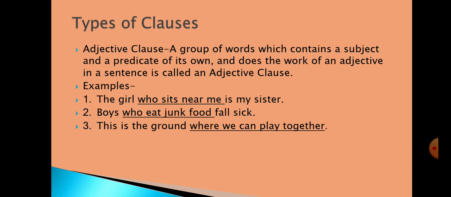Look at the third sentence: this is the ground where we can play together. Here this is the ground is an independent clause, where we can play together is a dependent clause, and its type is adjective clause.